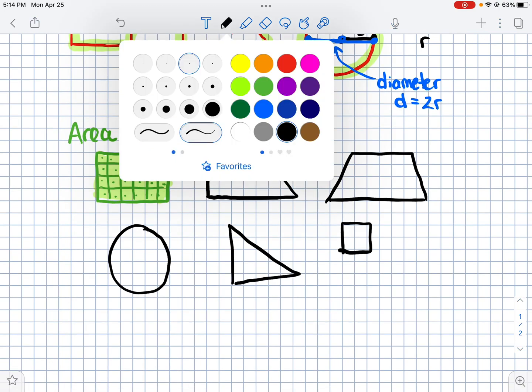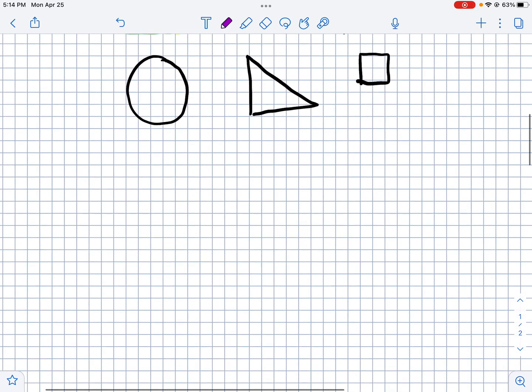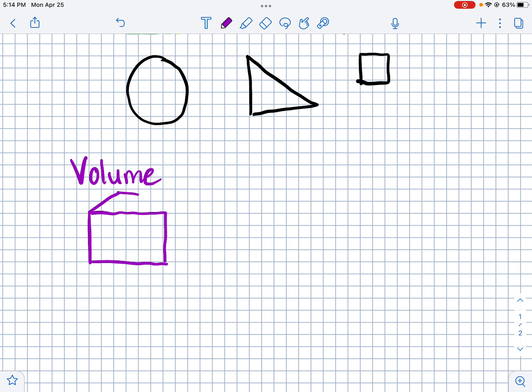Then, another word, let's talk about volume. So now we're talking 3-dimensional figures. So instead of a rectangle, now let's say we've got a rectangular prism. And when we're determining the volume, we're actually trying to determine how much space is inside of this rectangular prism. And that would be the volume.